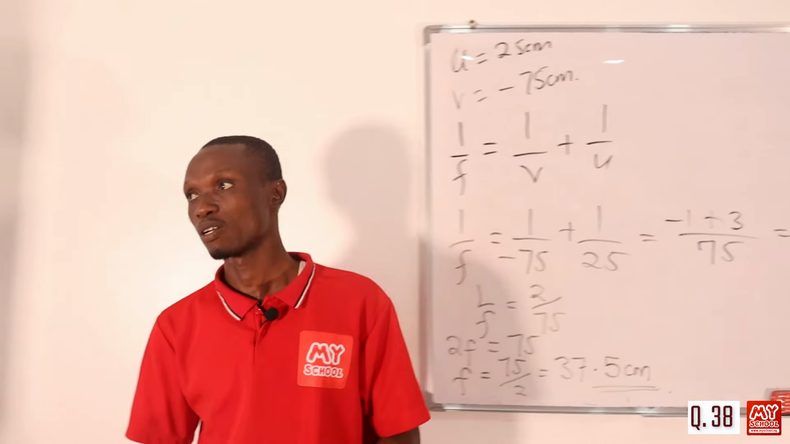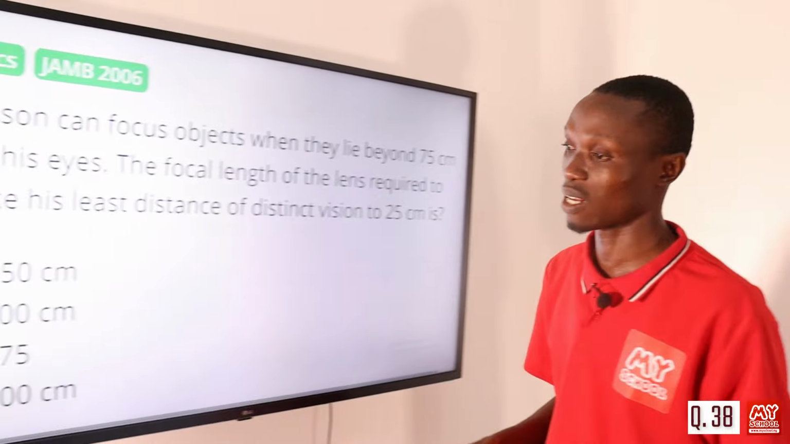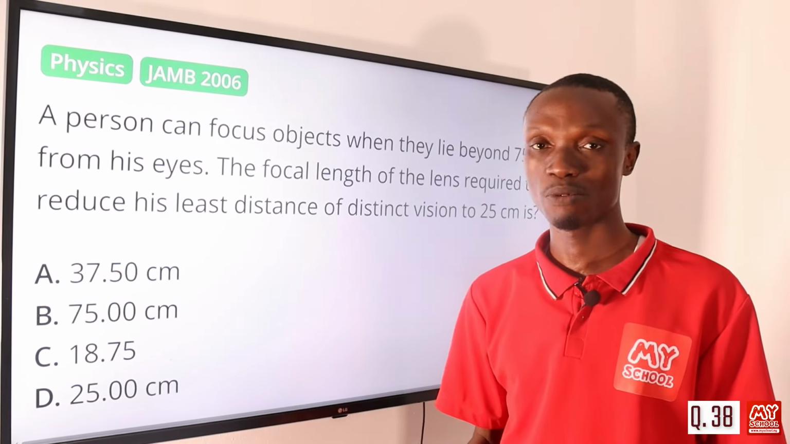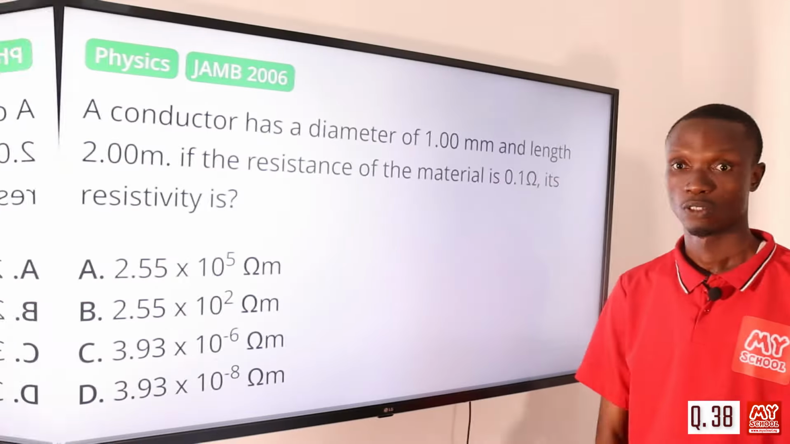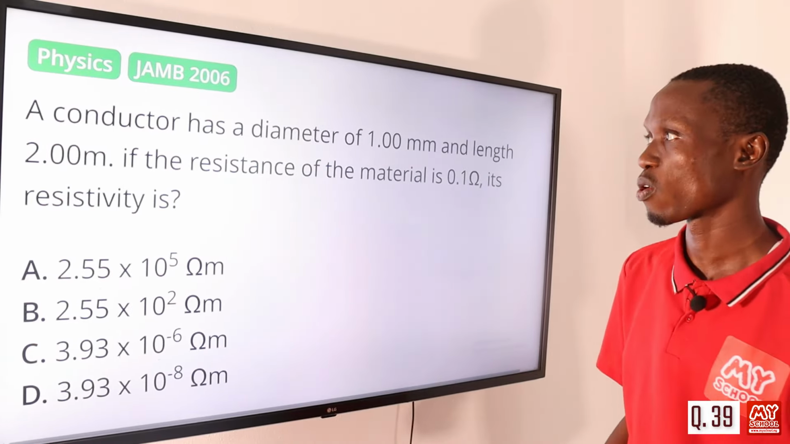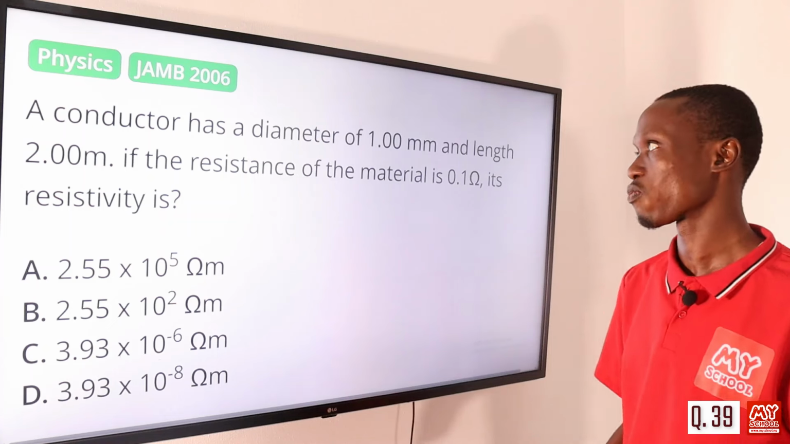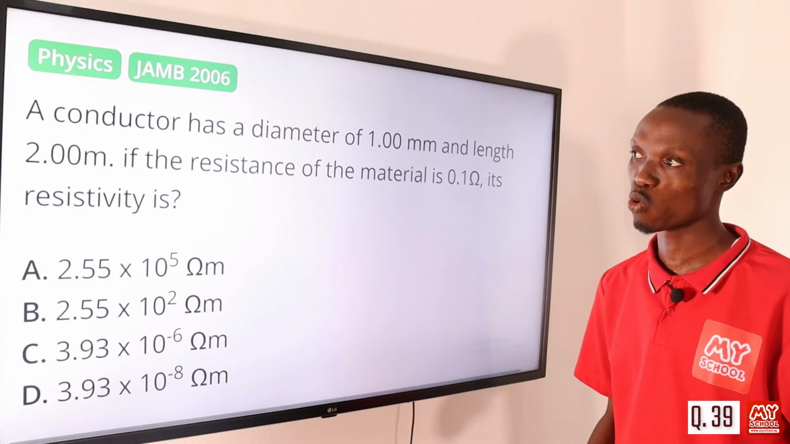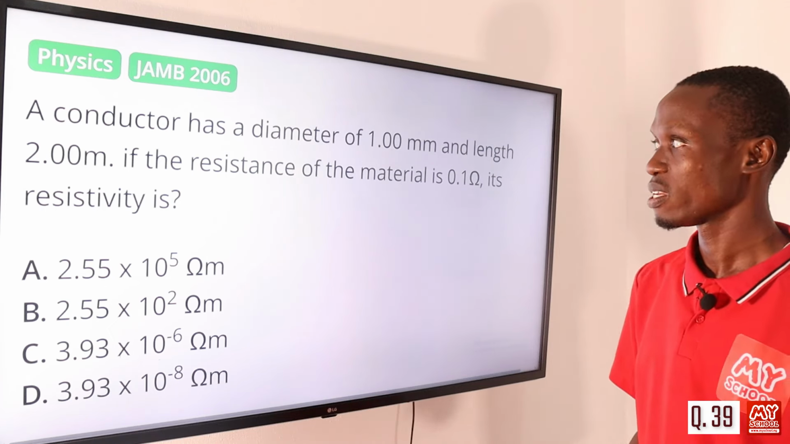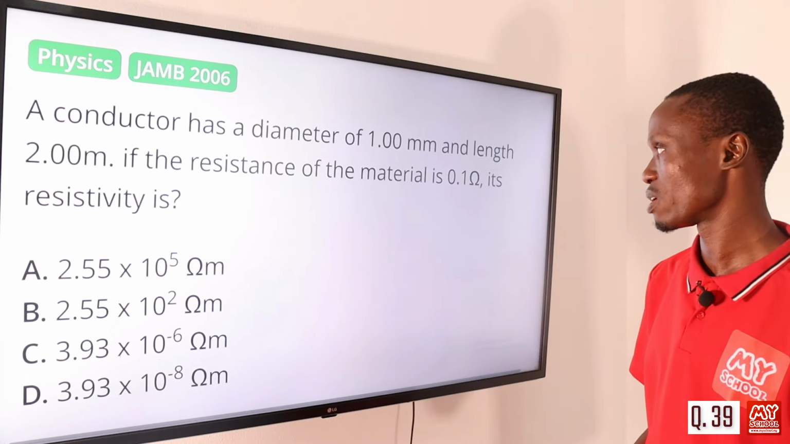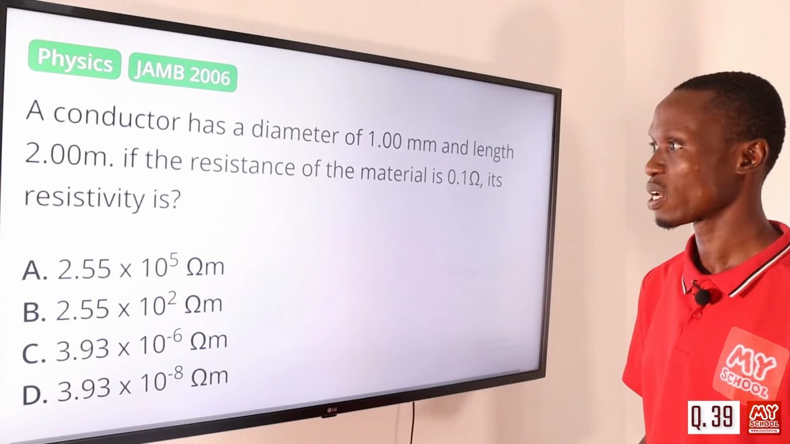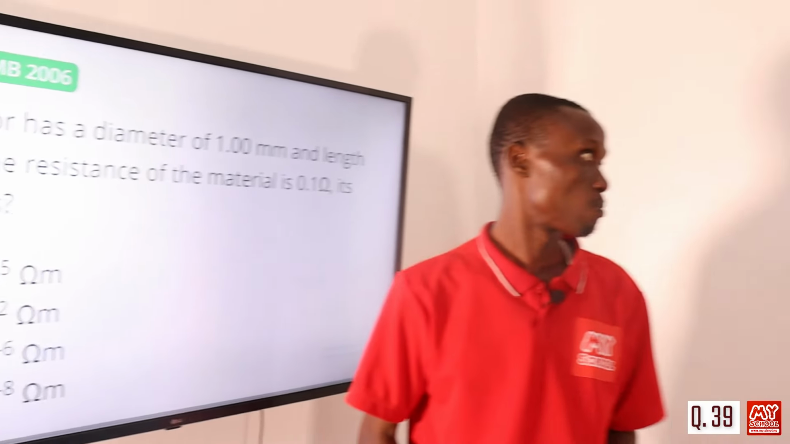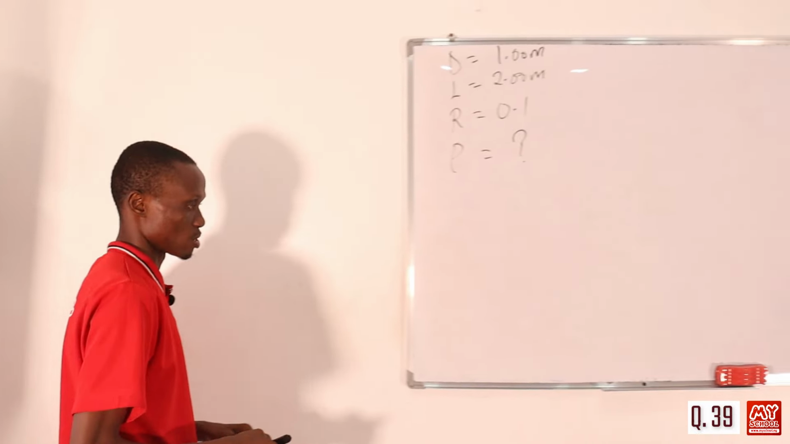So let's return back to the screen to pick the correct answer to this question, and that is option A, 37.50 centimeters. Question 39. A conductor has a diameter of 1.00 millimeters and a length of 2.00 meters. If the resistance of the material is 0.1 ohms, its resistivity is... So let's move over to the board to provide the answer to this question.